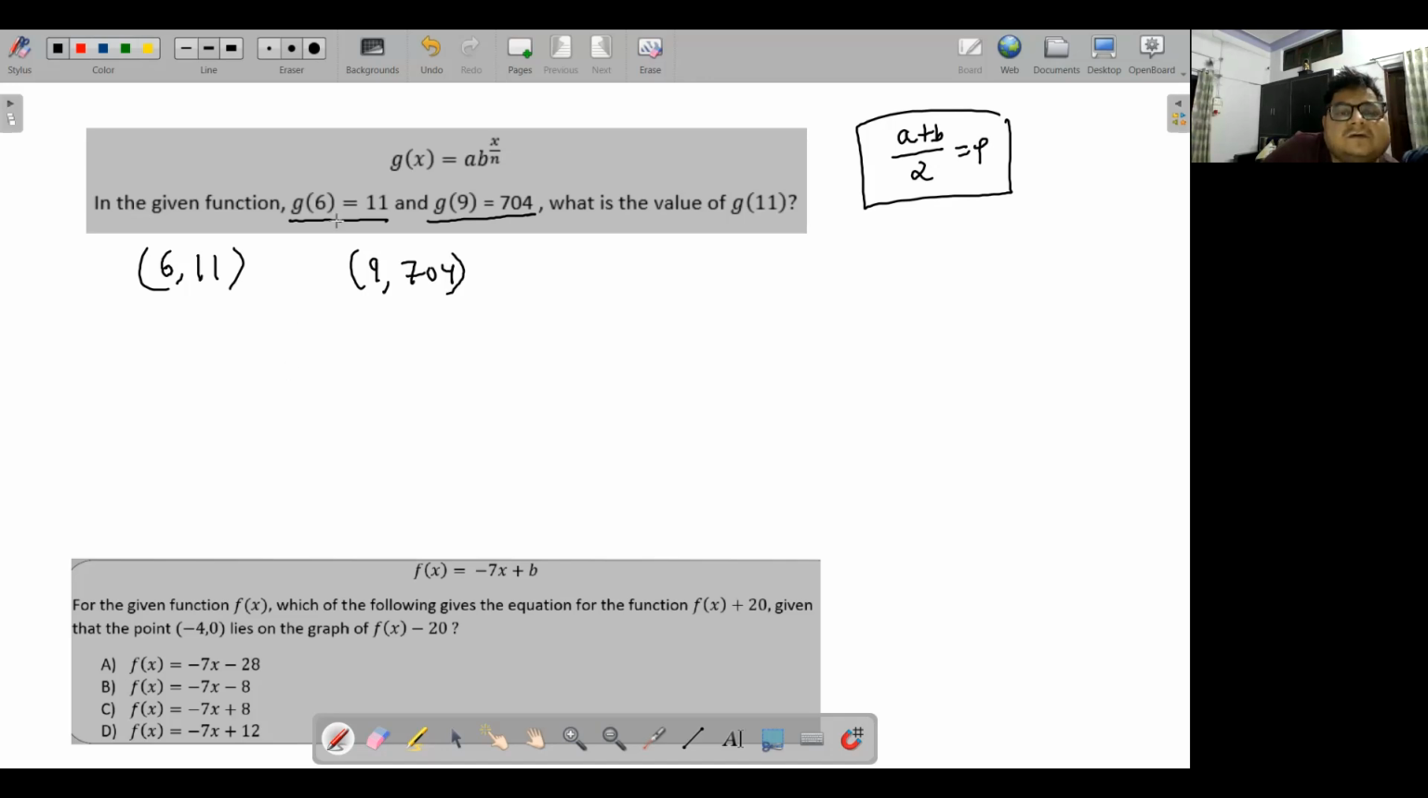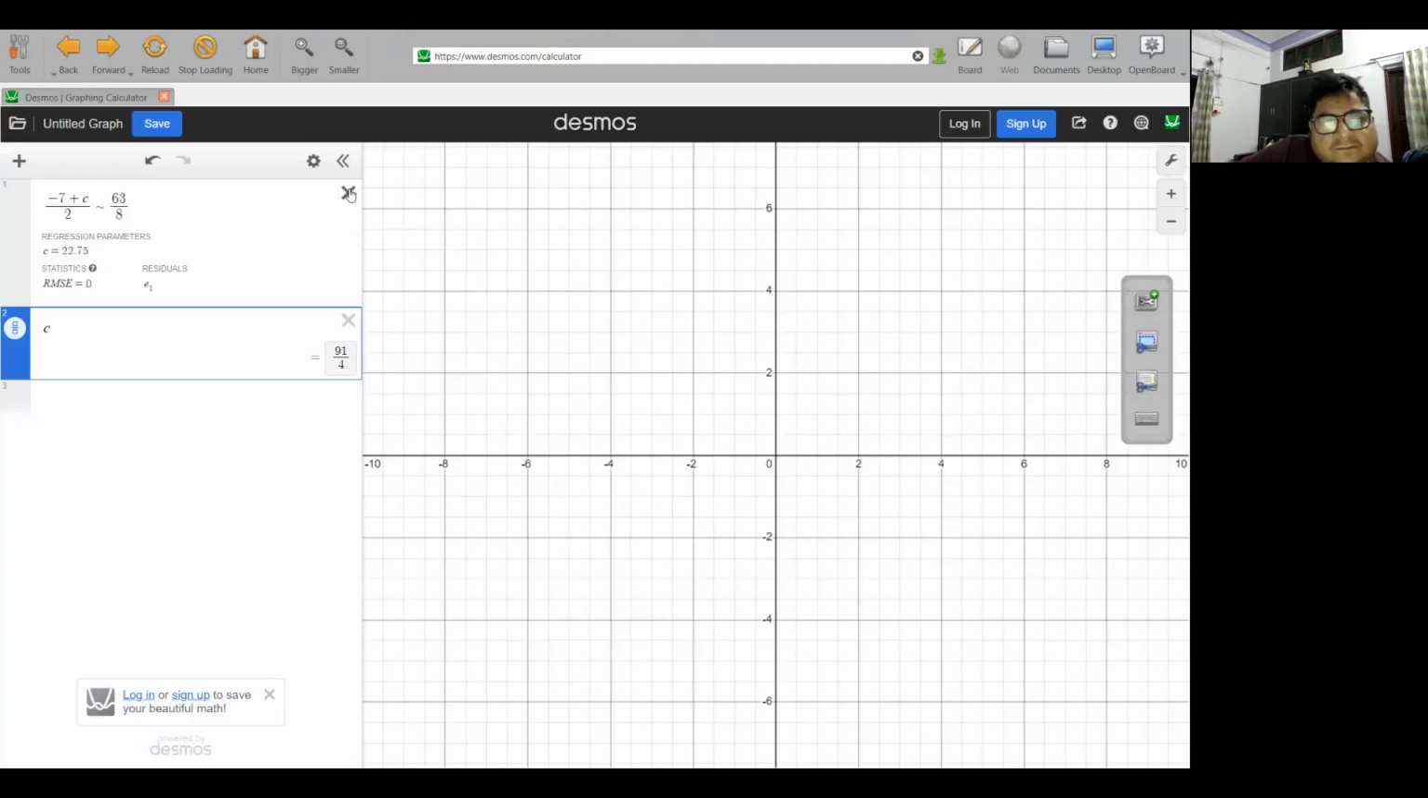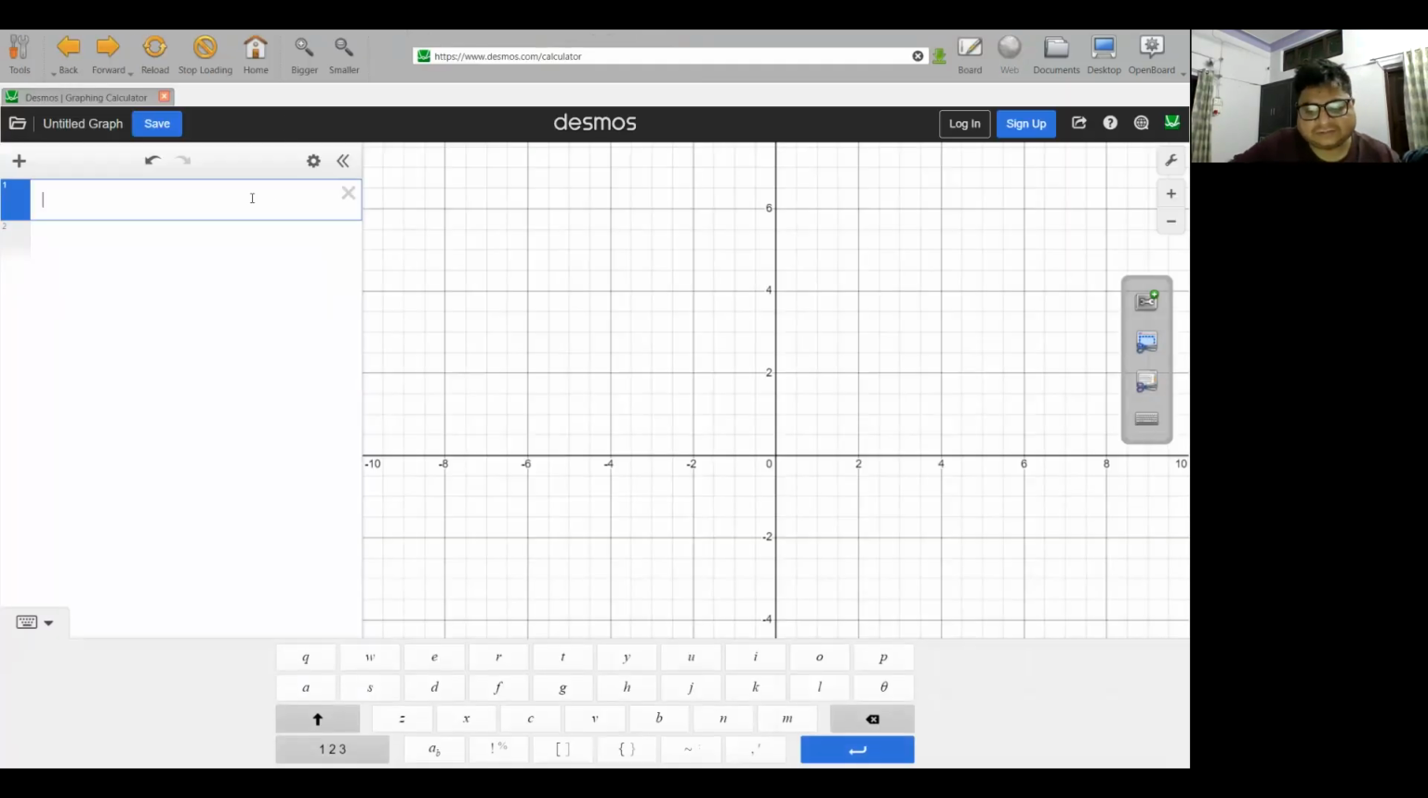So if you got this type of information, you can assume this will be the ordered pair. Now you have 2 points. From these 2 points, we can evaluate the value of a, b, and n. How? With the help of Desmos. So first of all, we have to write the given function, which is g of x is equal to a b raised to power x by n.